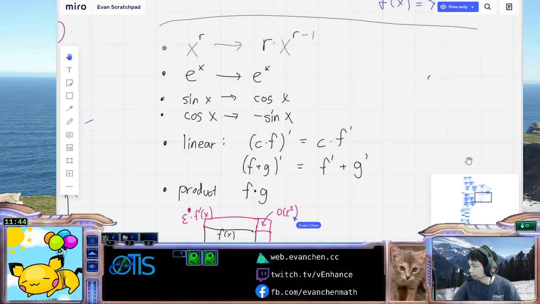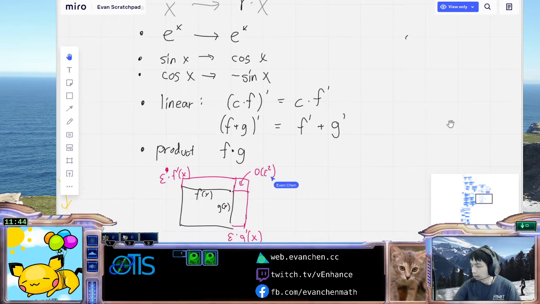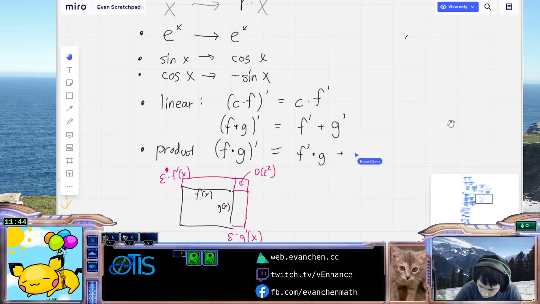And so when I do that, this suggests what the answer should be, and I will not bother to rigorously prove this because we're in like the American system here. So this is f prime times g plus g prime times f.